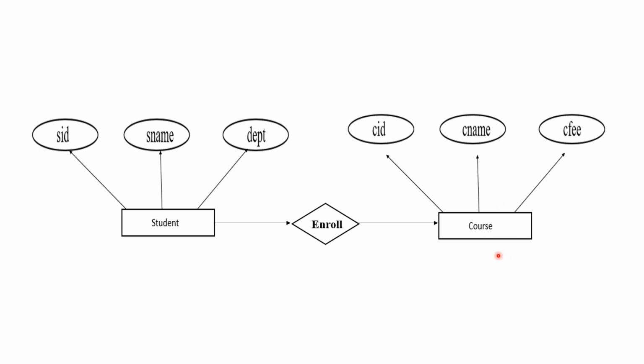Now, the course table has the columns CID, CNAME and CFEE. That is nothing but course ID, course name and course fee. Here, the student table is related to the course table, and the relationship between the student table and the course table is enroll. That means the student is enrolling in the course, that is registering in the course.